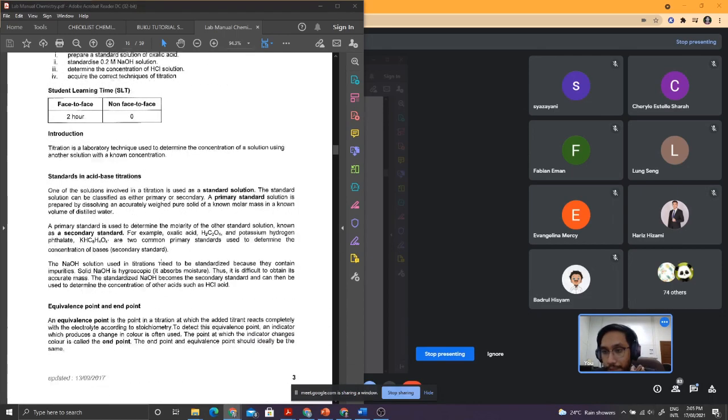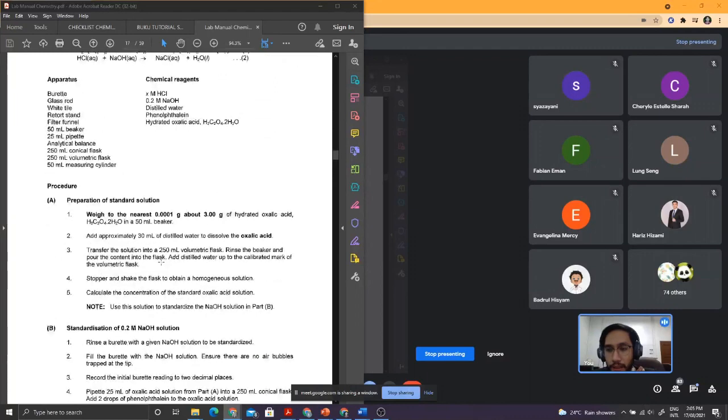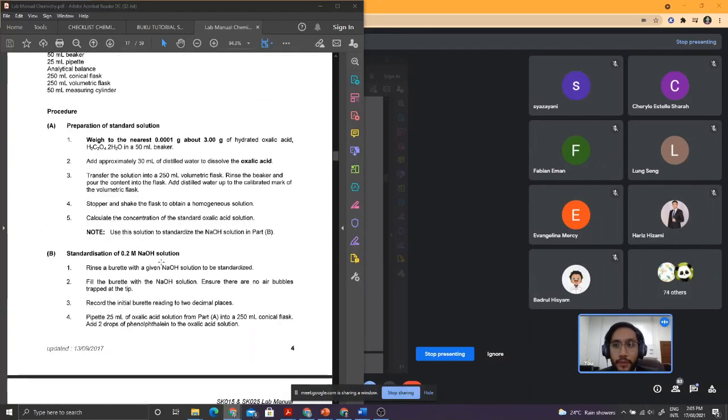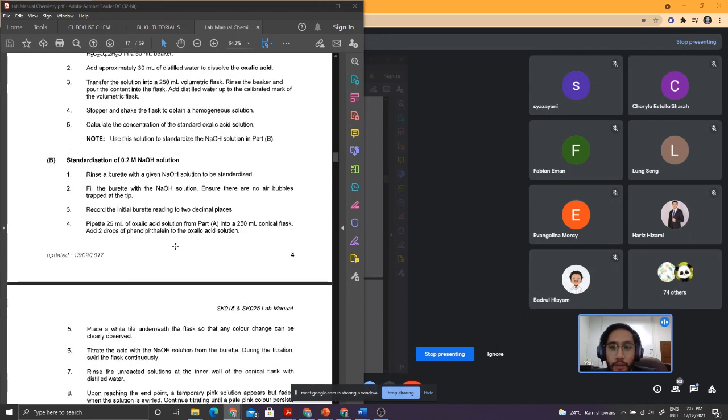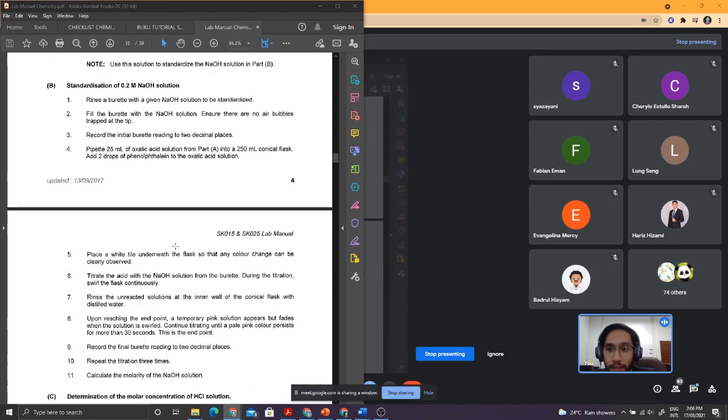Kalau you guys tengok, the experiment, we have 3 things that we have to do. We have step A, which is preparation of standard solution. Okay. Untuk step A, kita nak make sure kita punya sodium hydroxide, which is kita punya base, kita nak tahu base kita ni berapa dia punya molarity ataupun concentration. Okay, dah kita tahu molarity ataupun concentration of sodium hydroxide, and then baru kita standardizekan NaOH lah.